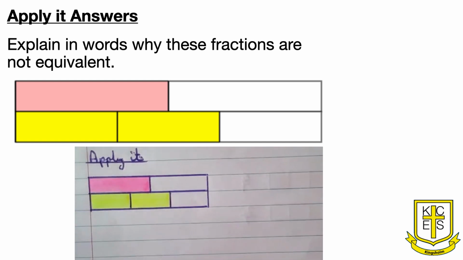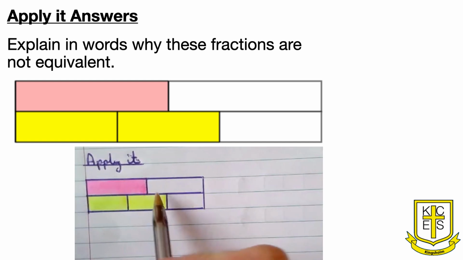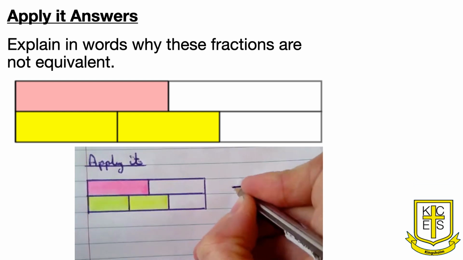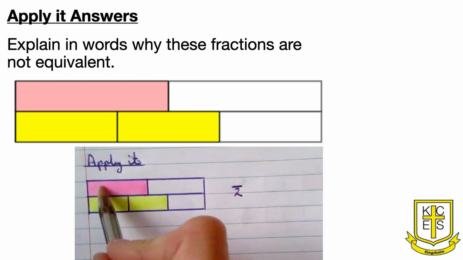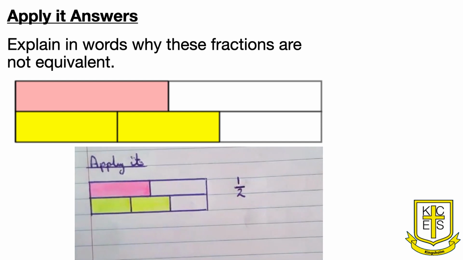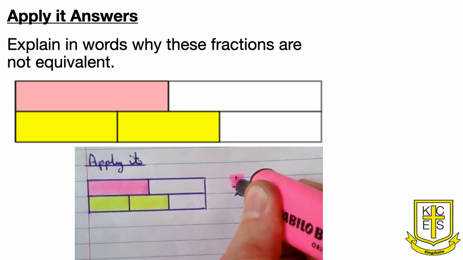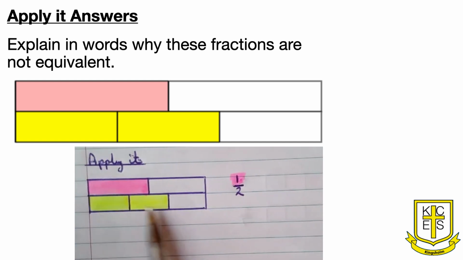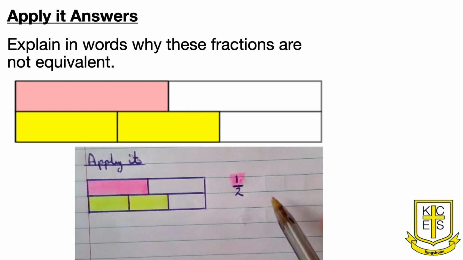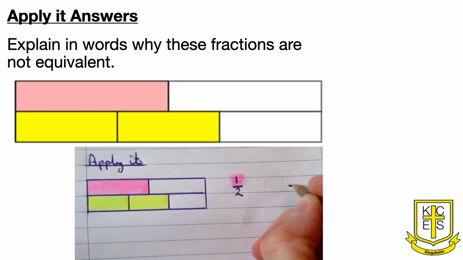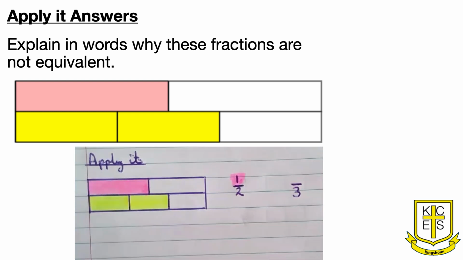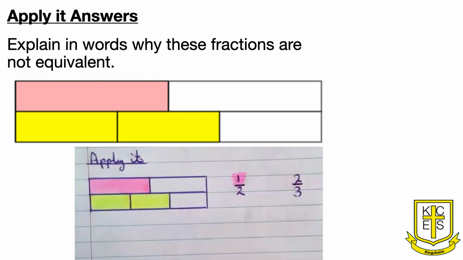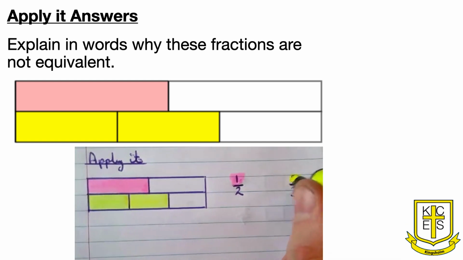Right, let's have a look at the answer to this. So our top fraction here, the pink one, we can see the whole bar has been divided into 2 equal parts, and we have one of those parts shaded in. The bottom fraction here, the whole has been divided into 3 equal parts, and we have 2 of those equal parts. So that 2 stands for that.